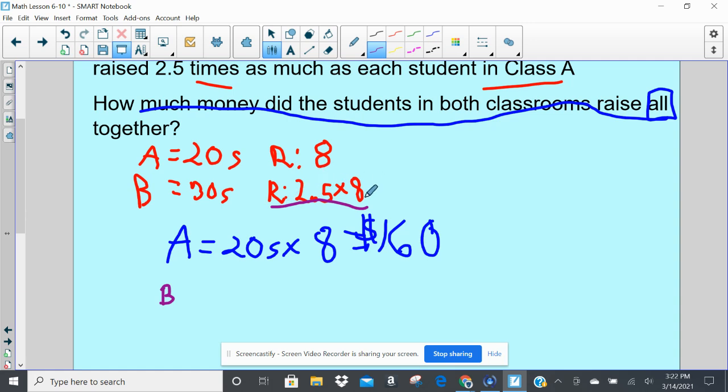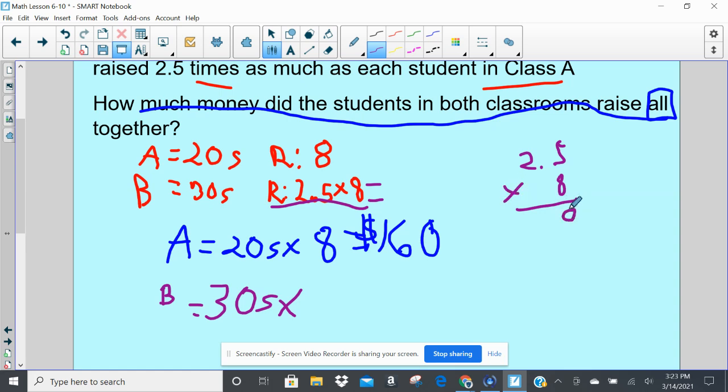I've got to figure out how much each student brought in. So that was 2.5 times 8. So let's do that first. Then I'm going to take 30 students times the amount that each student in Class B raised. So that's what I've got to figure out here. What is 2.5 times 8? So let's figure that out.